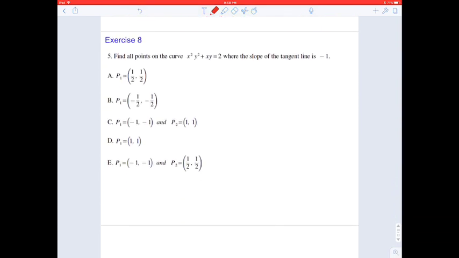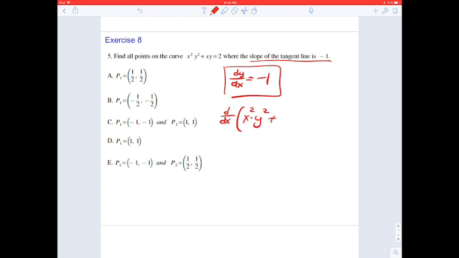Exercise number 8. Find all points on the curve where the slope of the tangent line is -1. That means we want the slope of the tangent line to be -1, so dy/dx must be -1. We have to solve this condition and find the points. First of all, let's differentiate. Derivative with respect to x of x squared y squared plus x y equals derivative with respect to x of the right hand side too.